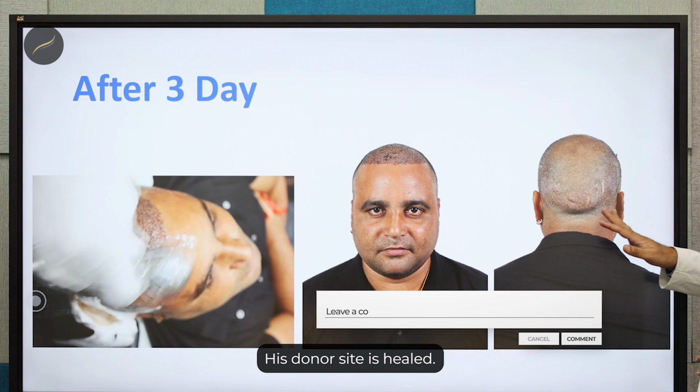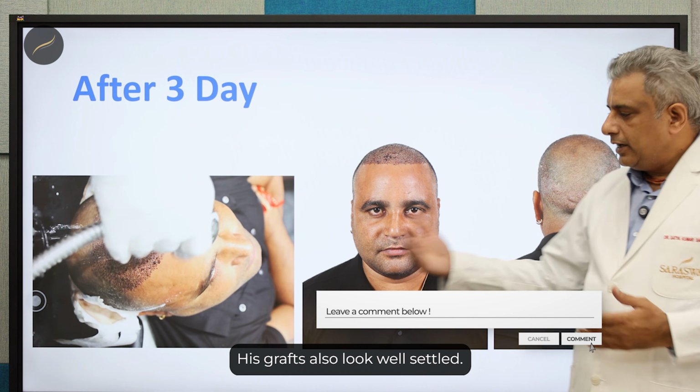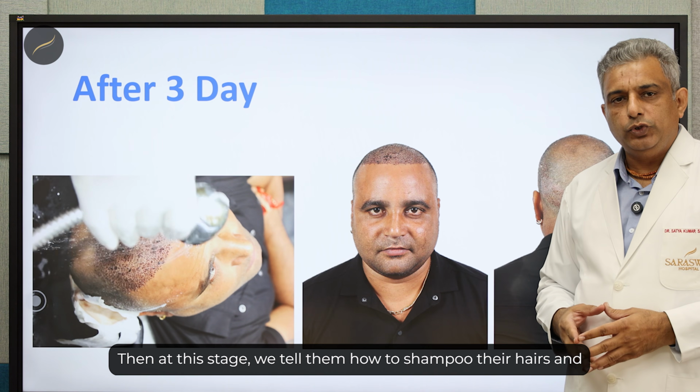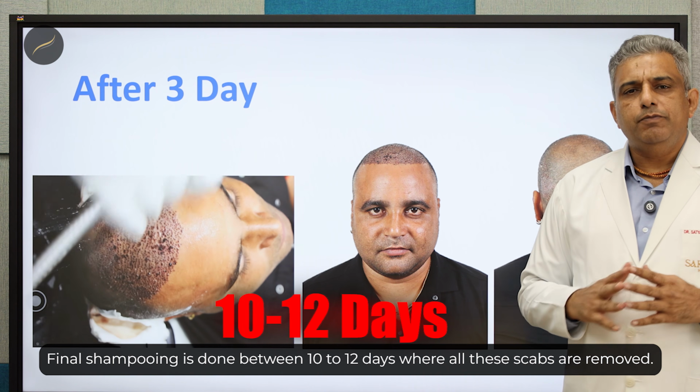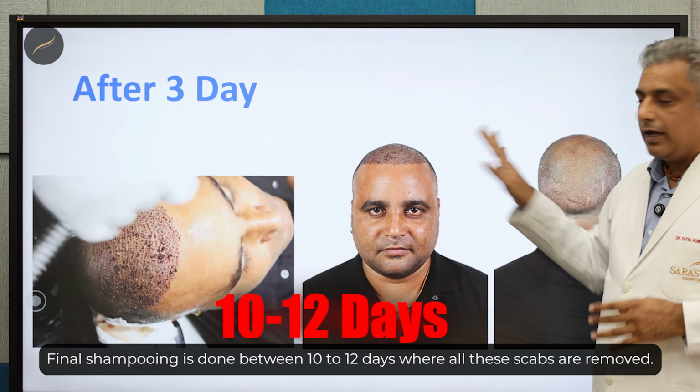His donor site is healed. His grafts also look well settled. Then at this stage, we tell them how to shampoo their hairs and take care for the next week or 10 days or so. Final shampooing is done between 10 to 12 days where all these scabs are removed.